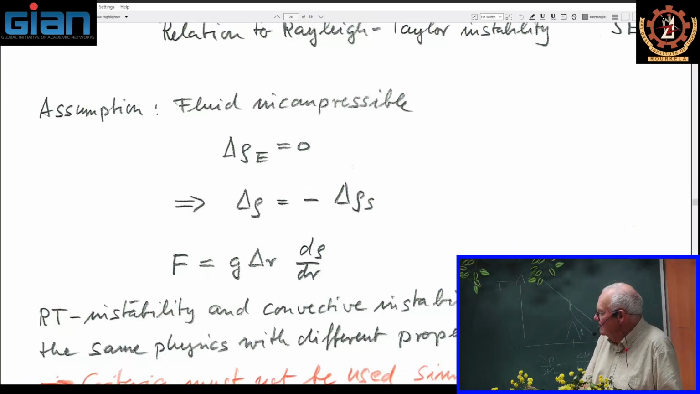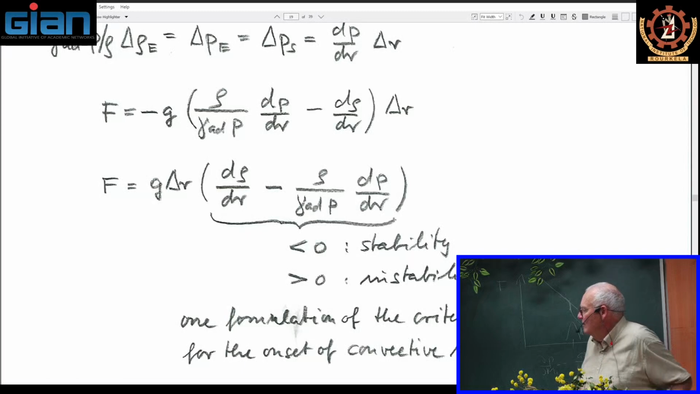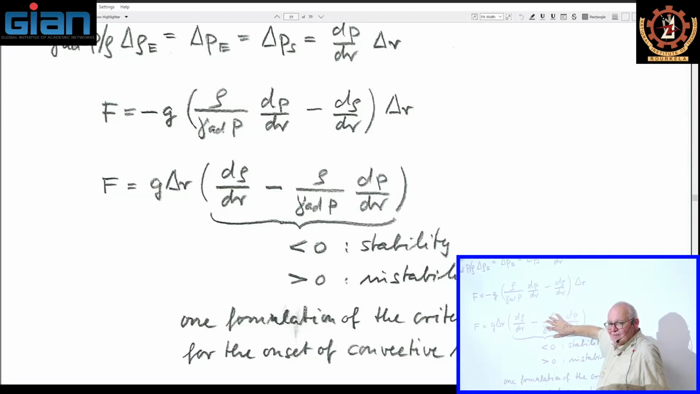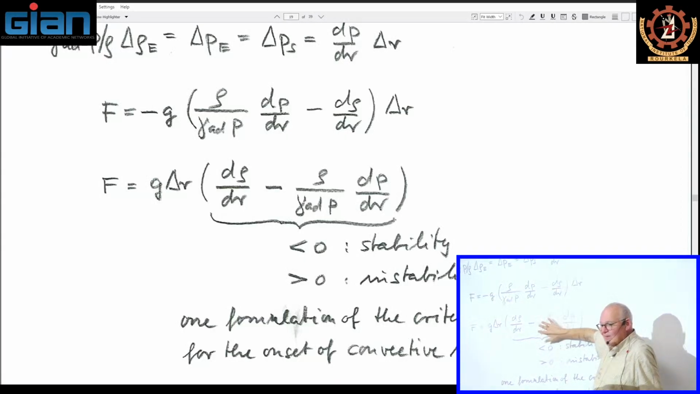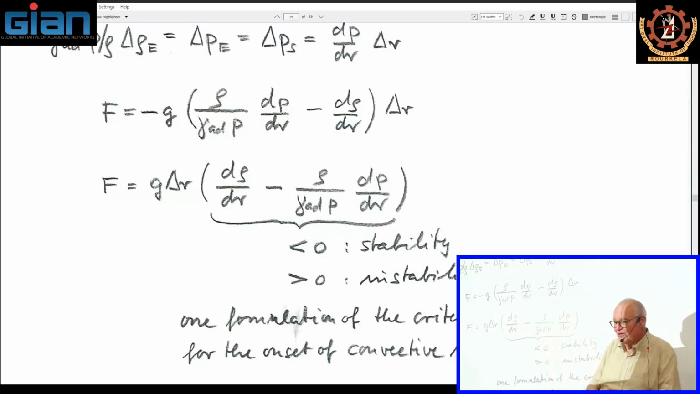Now let's look at the stability criterion. Once we drop this term, we end up with Rayleigh-Taylor instability. This is only achieved if we require that the motion of our fluid element is incompressible. So the criteria are essentially identical; they simply differ by this term. So how can this term disappear?